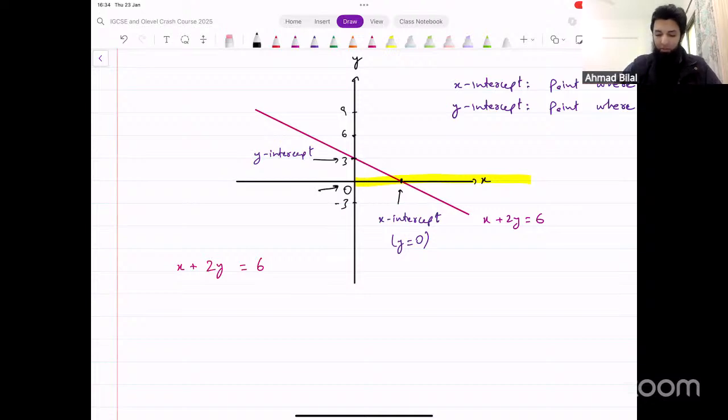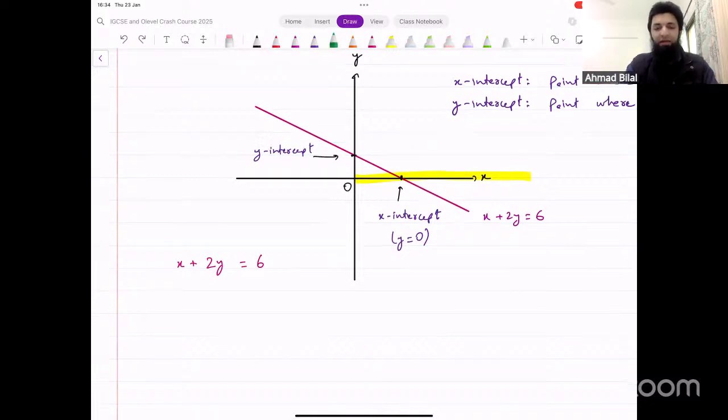So above the x-axis, we have positive y coordinates. Below the x-axis, we have negative y coordinates. On the x-axis, the y coordinate is going to be 0. Okay. So whenever you have to find the x-intercept of any function, what we do is we put y equal to 0. And what about the y-intercept?